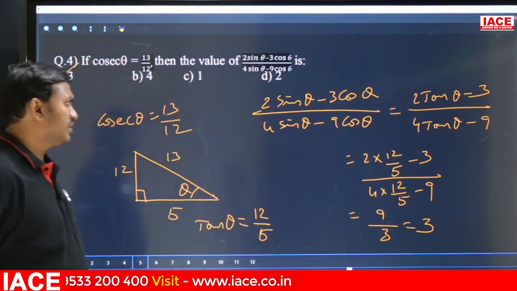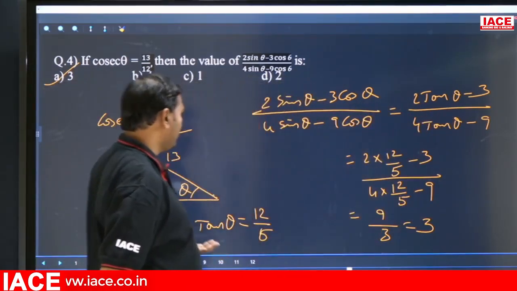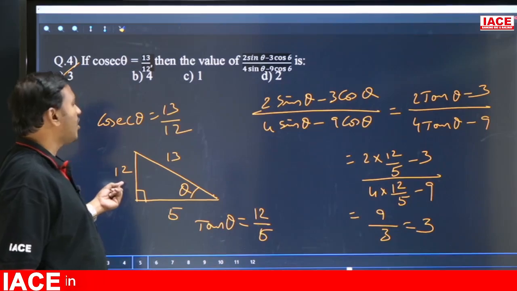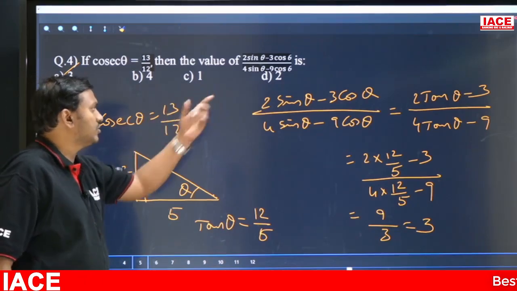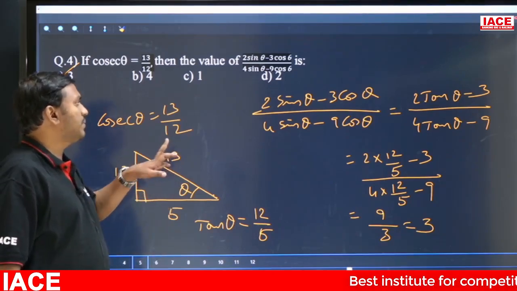Sir, listen, I don't know how to convert to tan theta. No problem, even then you can substitute. What is sin? Sin means opposite by hypotenuse. That means 12 by 13 you substitute. Cos means adjacent by hypotenuse. That is 5 by 13 you substitute.